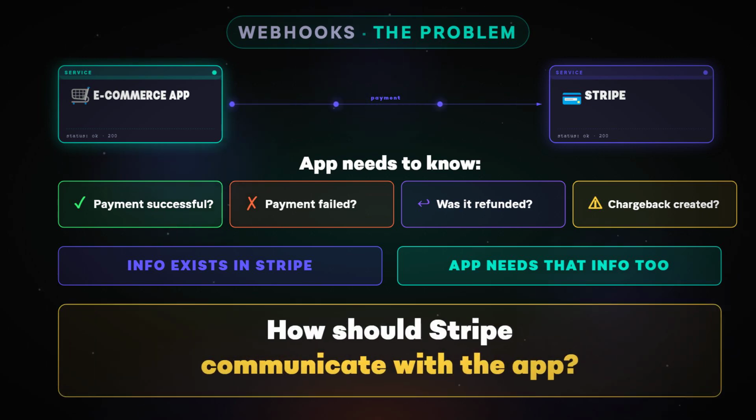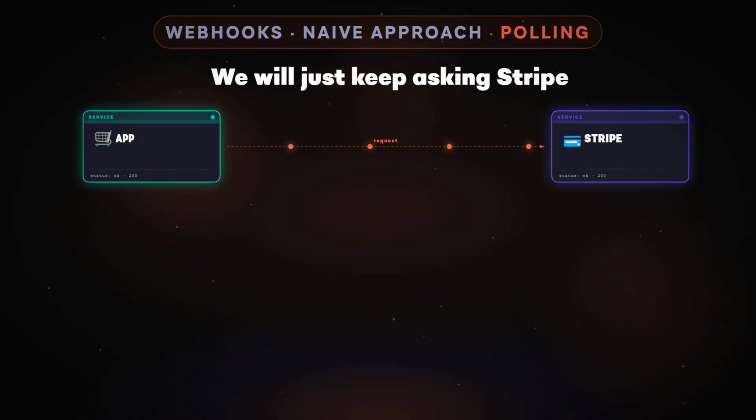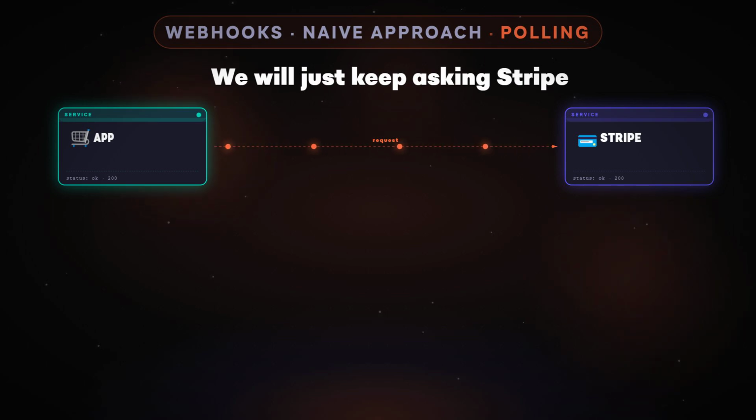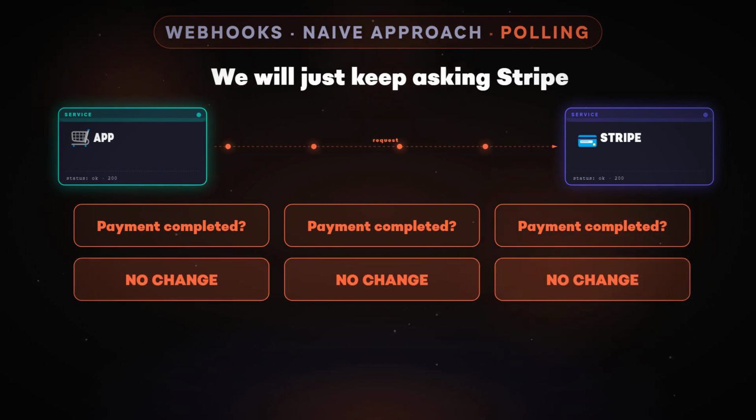The naive solution is polling. Many beginners think we will just keep asking Stripe. Our application keeps sending requests to Stripe. Has the payment completed? Has the payment completed? Most of the time, Stripe responds, no change, no change, no change.